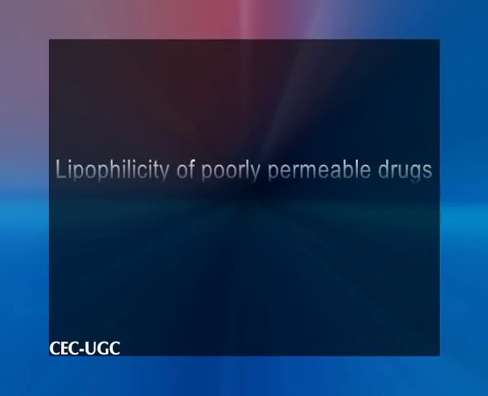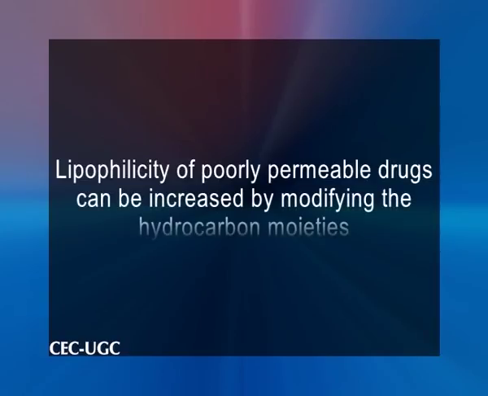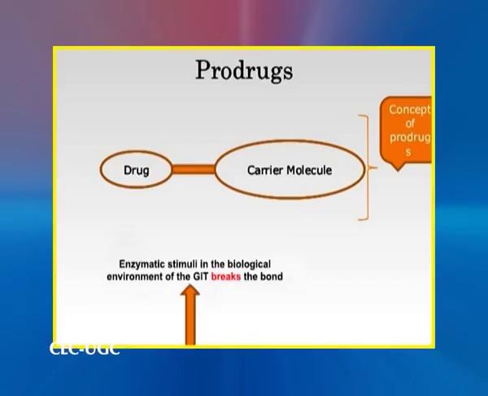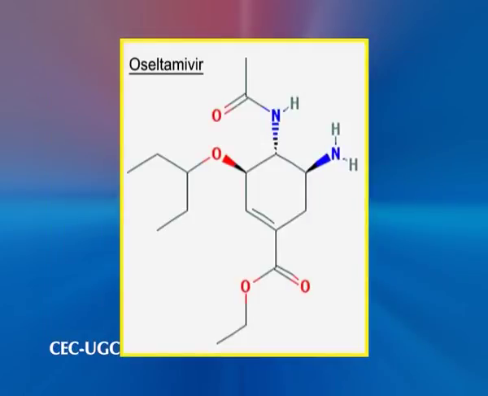The lipophilicity of poorly permeable drugs can be increased by modifying the hydrocarbon moieties. However, good activity sometimes requires a structure which is far from the ideal one for good membrane permeability. In such situations, the prodrug strategy can be an extremely valuable option. For example, oseltamivir is an orally active ethyl ester prodrug of a selective inhibitor of viral neuraminidase glycoprotein and is used in the treatment of influenza types A and B.